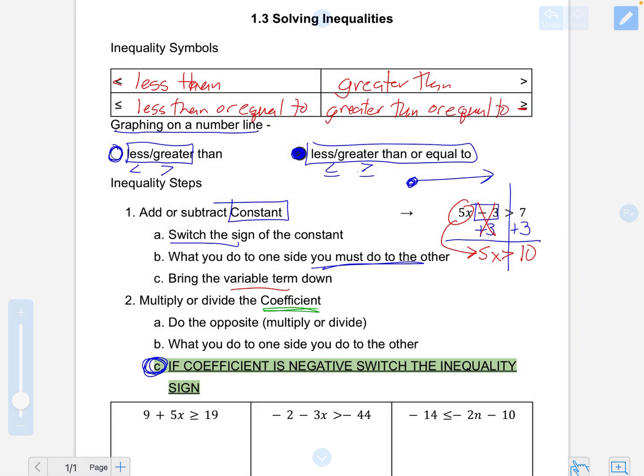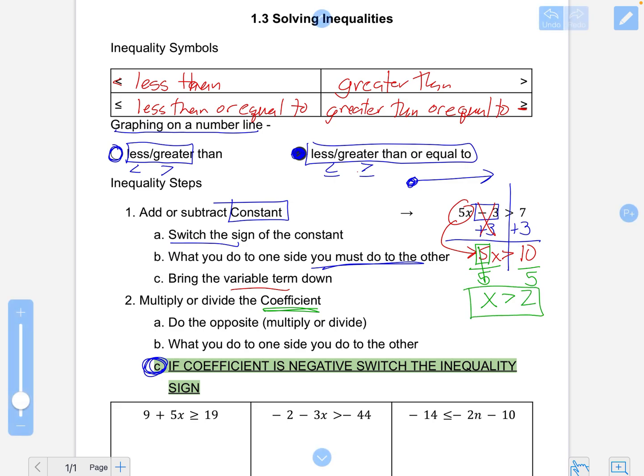So now we go and we look at our next step. So we need to find our coefficient. In this case, the coefficient is the number in front of the letter, which is 5, and I need to do the opposite. Anytime I have a number next to a letter, that means multiply. So the opposite is to divide. So my 5's cancel. I bring my variable term down. I rewrite my inequality sign, and 10 divided by 5 is 2.